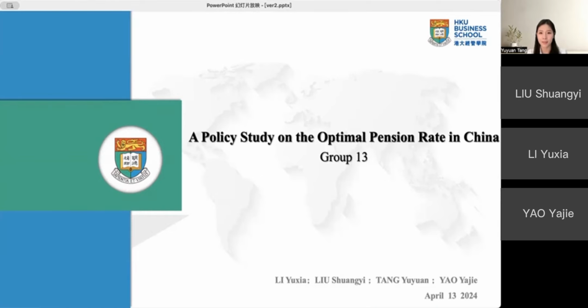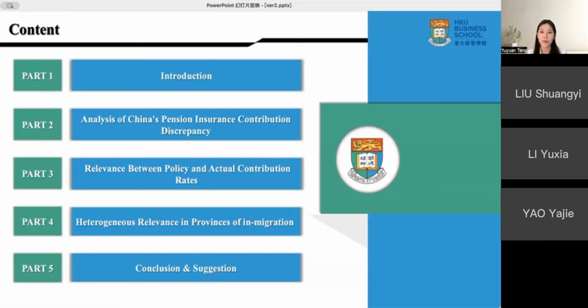We're Group 13, and today we are excited to share our topic, a policy study on the optimal pension rate in China. In this presentation, we will cover the following 5 parts, as shown on this page.